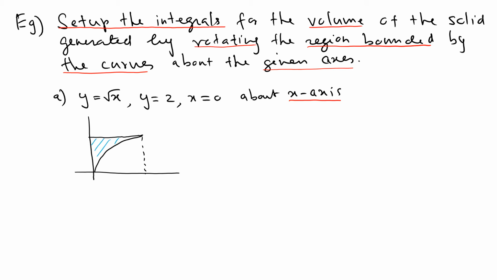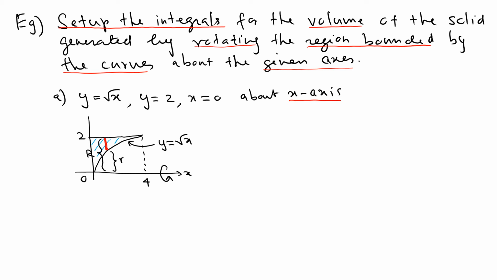Now we can rotate this about the x axis. If this is 2, and this is the y equal square root x function, that means this has to be 4. So we can look at the radius. That's the radius that we need. We need the larger radius and the smaller radius. You can see that this is the smaller radius, and that is the larger radius.